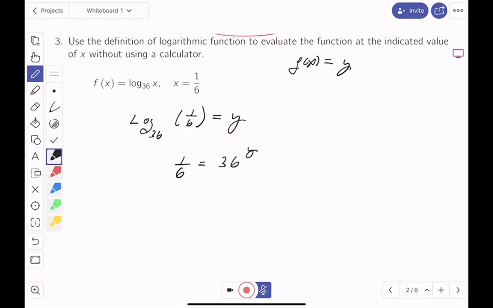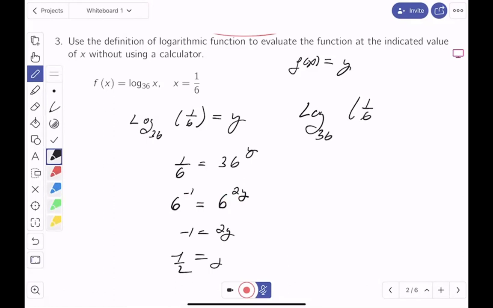Okay. I'm going to get both sides into the same base. The right side is 6 to the minus 1. Well, 36 is actually 6 squared. So the left side is going to be 6 to the 2y. Now, what do I now know? I know that minus 1 has got to be 2y. So I'm going to write that down for you. So what's y? y now is going to be minus 1/2. So what do I know? I know log base 36 of the number 1/6 is going to equal minus 1/2.